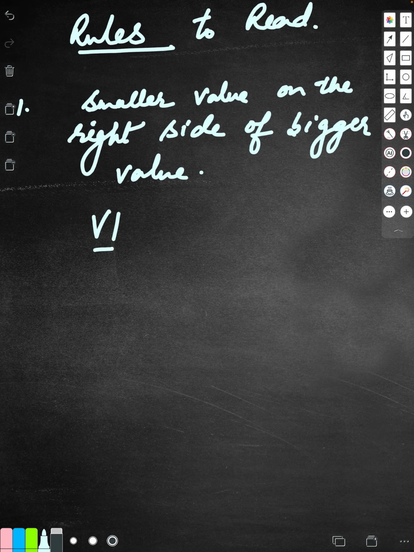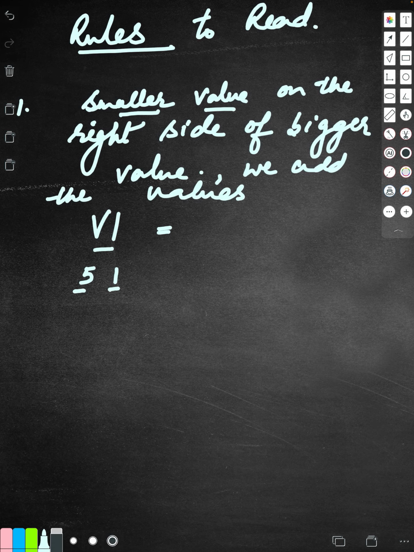Now, what does V stand for? 5. What does I stand for? 1. So when the smaller value, 1, is on the right hand side of the bigger value, the values are added. We add the values. 5 plus 1, 6. That is why VI is used to display grade 6.